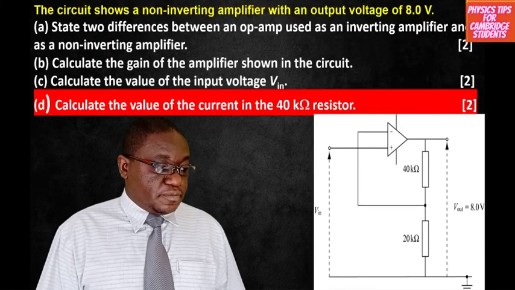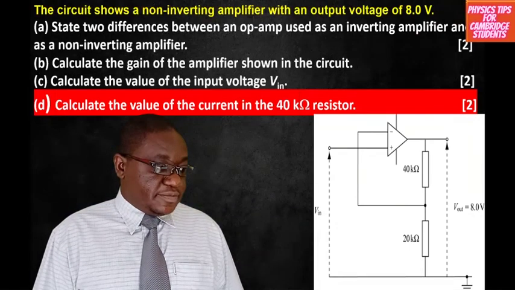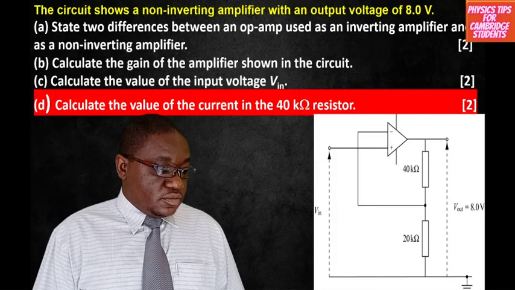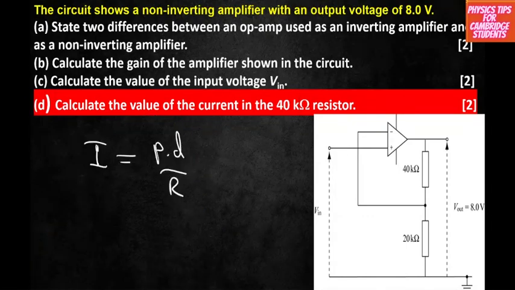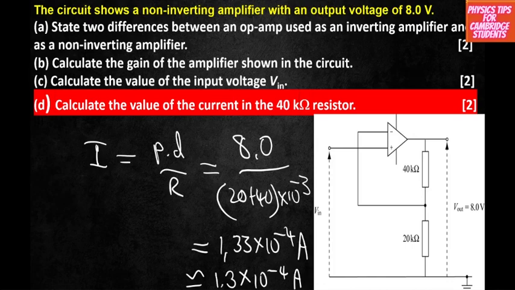Then part D, calculate the value of the current in the 40 kilo ohm resistor. So current is equal to PD over resistance. Now the PD is 8 volts, that's the output PD. And then the resistance will be the two resistors in series, which is 20 plus 40 times 10 to the power of 3, because they are kilo. So that gives you about 1.33 times 10 to the power of minus 4 amps.